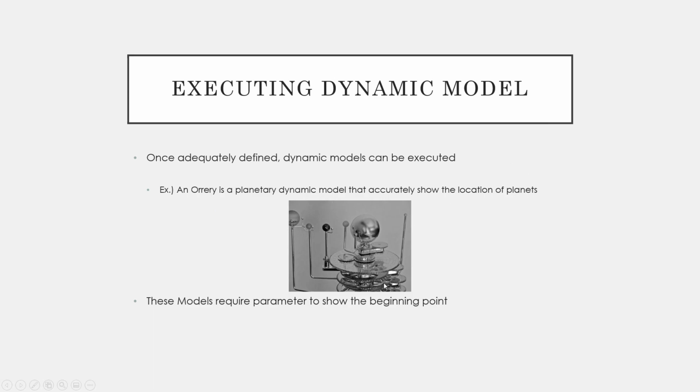And you may have seen these before. It's like a clockwork planetarium kind of thing, right? So in the middle we have the sun, and then we have the position of the planets around the sun at a given time reflected accurately, right? Now these models typically require a parameter to show where they need to start. So you couldn't just build this thing and turn it on and it would immediately show the accurate position of the planets, right? We need like a starting parameter. Say the planets are here at this point in time. Now we can turn this thing on and they will remain accurate, right? So that's an example of a dynamic model.